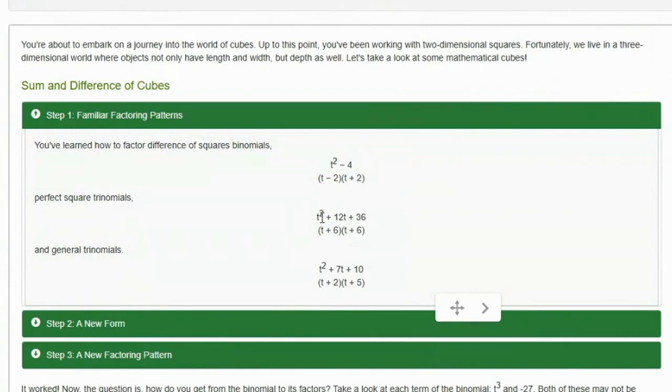Remember we had perfect square trinomials, where if we took the 36 and found the factors, which would be 6 times 6, it's a square number, and if we double 6 times 6, it's 12t. That's a perfect square trinomial. If we recognize that, we can just immediately write down the factors without any work. And then we had general trinomials that are not a perfect square. You have to factor them. You find out 2 and 5 are the factors of 10 that add to be 7, t plus 5 plus that.